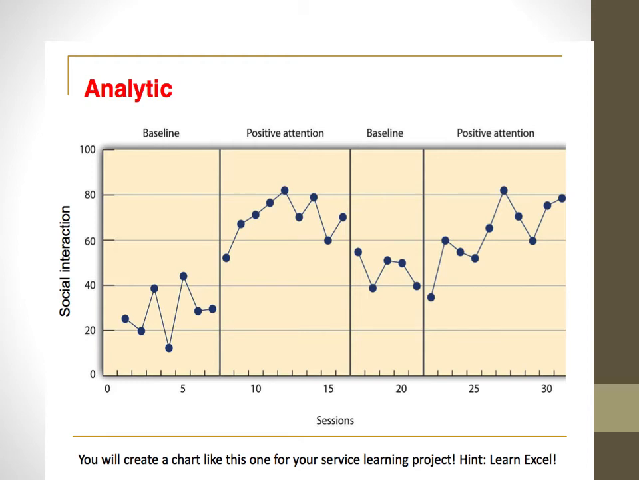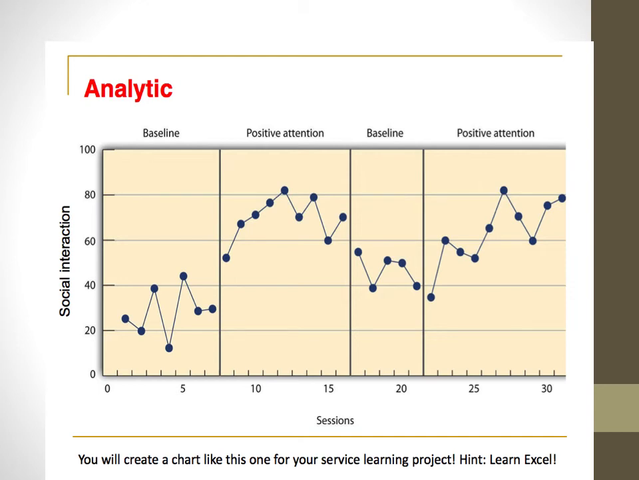In the initial baseline phase, this researcher has 1, 2, 3, 4, 5, 6, 7 baseline data points, and then she introduced the intervention, which is positive attention, and had 1, 2, 3, 4, 5, 6, 7, 8, 9 intervention sessions. Do you see the behavior change with intervention? Yes, right? As she introduced the intervention, the dependent variable, the frequency of social interaction, increased, right?